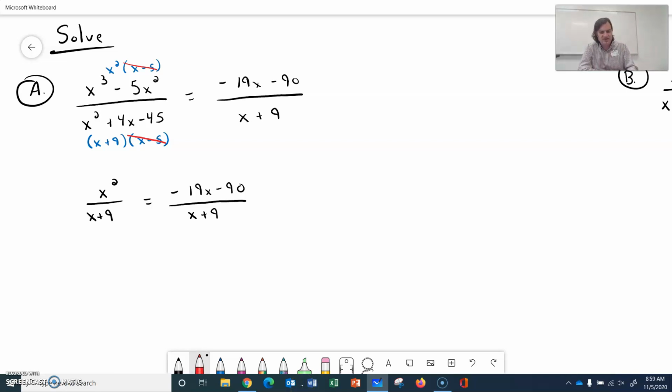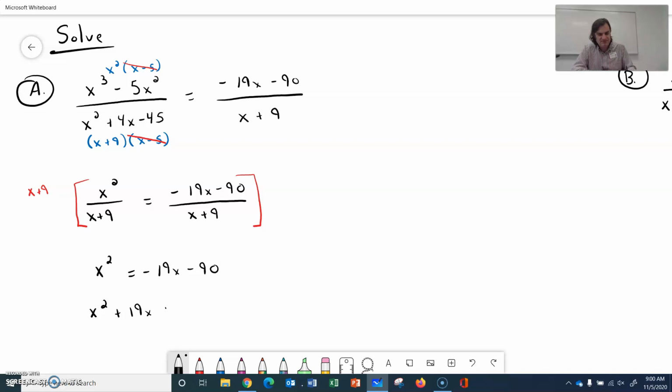So I'm going to multiply my entire equation by x plus 9. And that's going to cause the denominators to drop out, so I will just have x squared on the top on the left and minus 19x minus 90 from the denominator on the right. Now I'm at a quadratic, so I'll pull everything to one side. x squared plus 19x plus 90 equal to 0.